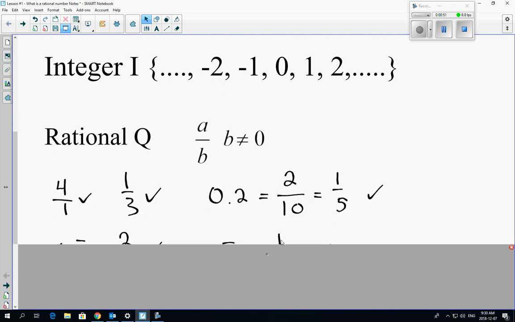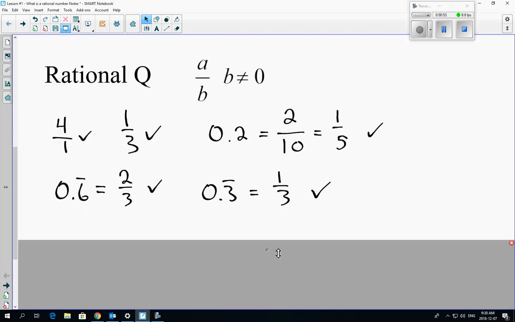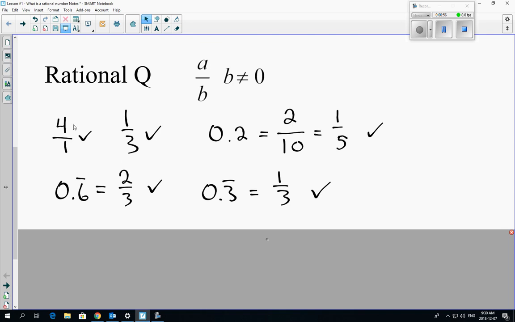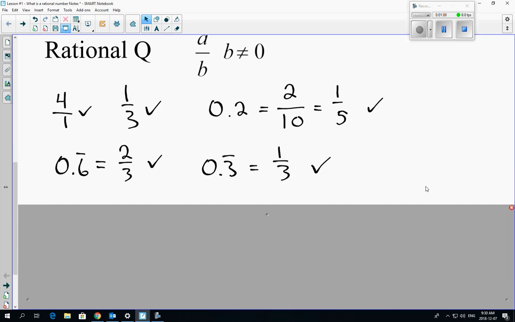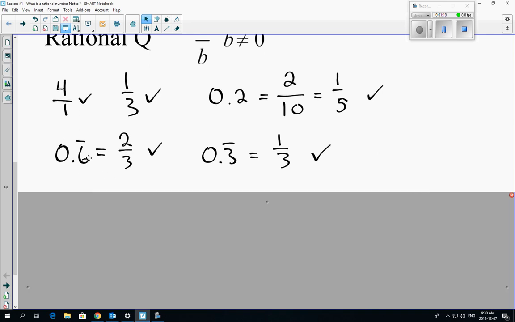So here's some examples here, and you can see, like 4. 4 over 1, yep, that's a rational. 1 over 3, it's already in fraction form, that's a rational. 0.2 is a decimal, but we can convert it to a fraction. 2 over 10, which reduces down to 1/5, that's also a rational. 0.6 repeater. Now that number goes on forever, but it can be expressed as a fraction, 2/3, and the other one that kind of goes with it is 0.3 repeater, which is 1/3.